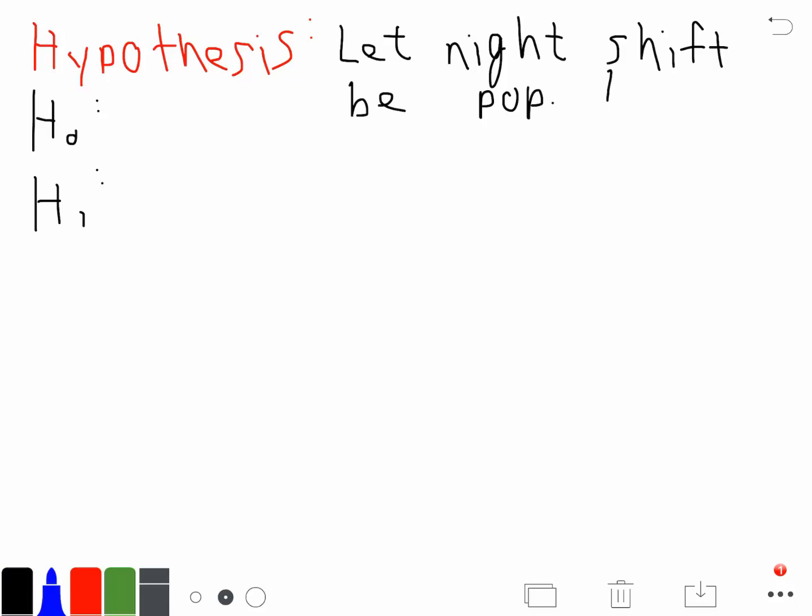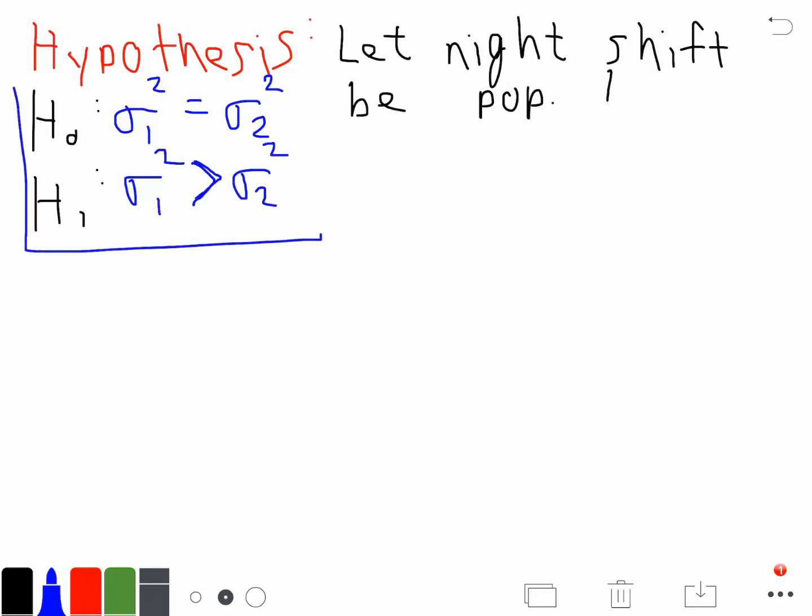So we're going to say for the null that the standard deviation, or the variance of the night shift, is equal to the variance of the day shift. Sigma sub 1 squared equals sigma sub 2 squared. Now the alternative says that we believe the night shift workers have more variability, so that's going to be sigma sub 1 squared is greater than sigma sub 2 squared. The night shift variance is greater than day shift variance.